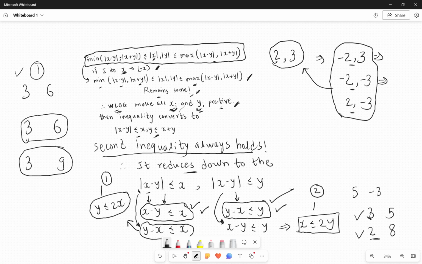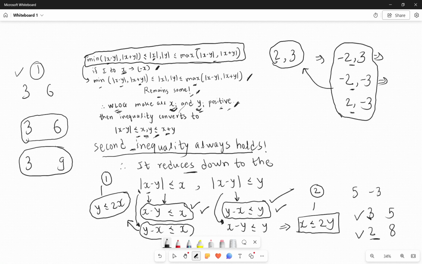So the minimum of these will be mod of x minus y, as you already know that mod of x plus y is going to be positive, and mod of x minus y will be less than mod of x plus y, as both x and y are positive, which will be less than or equal to x comma y. Mods open with the positive value because all the values of x and y are rendered positive in this step. So the max of these two will be x plus y. No need of mod because they both are positive. So see, this second inequality always holds.